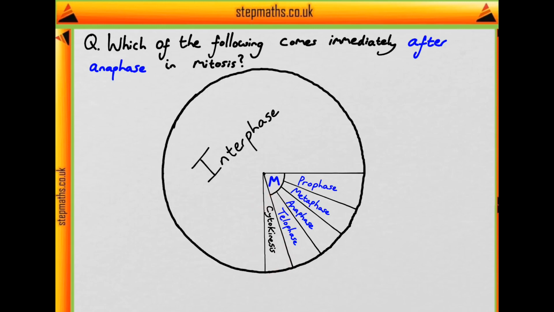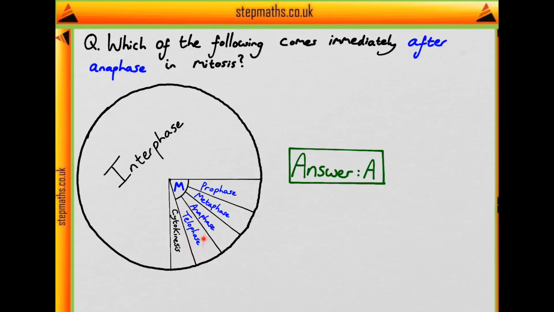And so, for example, in animal cells, this is done by a contractile actin ring, essentially squeezing the cell in two. And so, as we can see, telophase is the phase which comes immediately after anaphase. This corresponds to answer A.